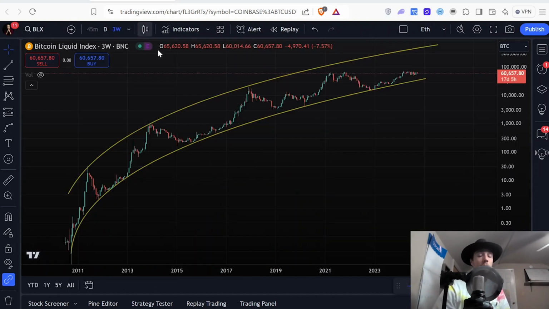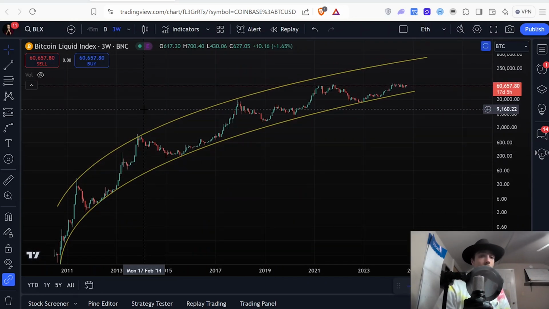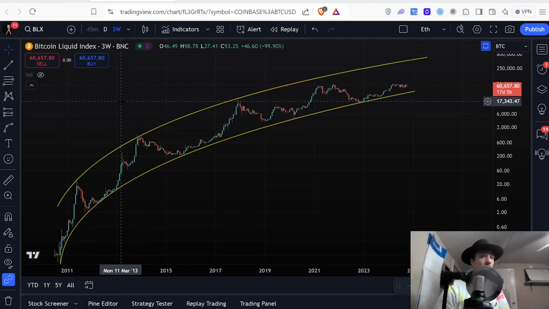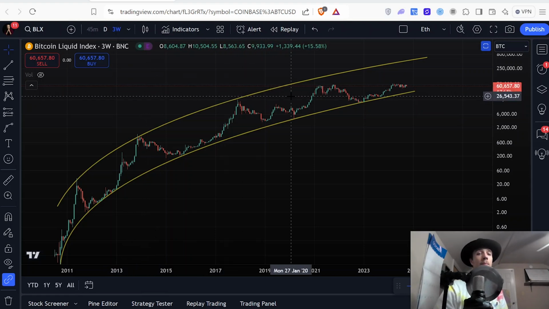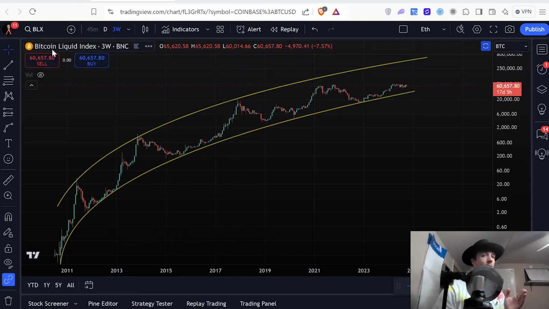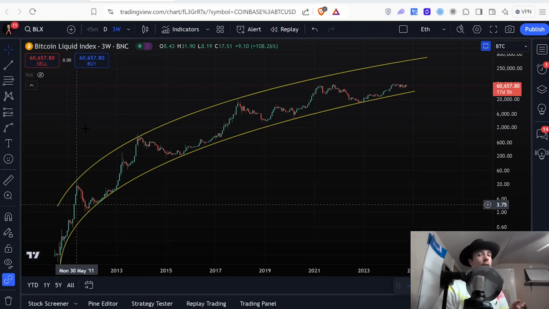Now, the other thing that we are looking at here with Bitcoin is just how bullish Bitcoin is on the bigger time frame. We're zoomed out even more now to the 3-week time frame, and we're on the logarithmic chart on the Bitcoin Liquid Index, which is basically the oldest historical price data that you can find.